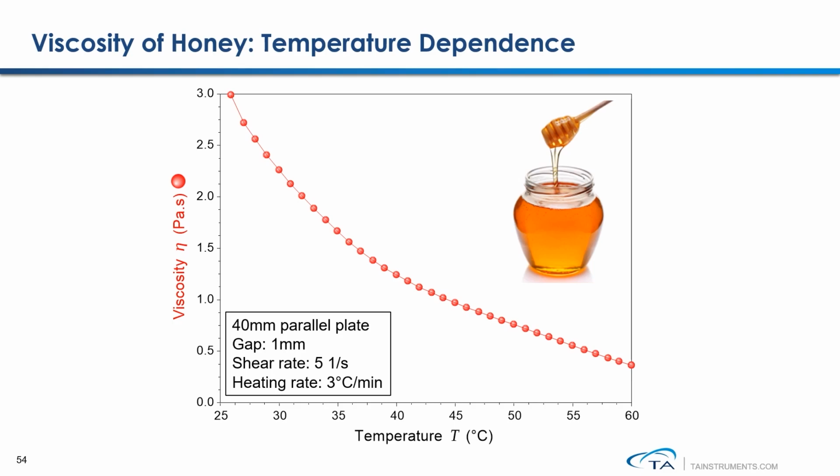In this temperature ramp measurement, in order to avoid evaporation, you can consider either using a solvent trap to cover the geometry and prevent sample evaporation, or using some silicone inert oil to cover the edge of the sample so that you can prevent sample evaporation.